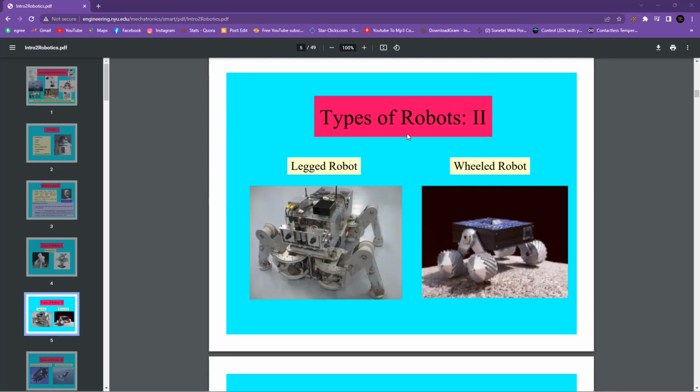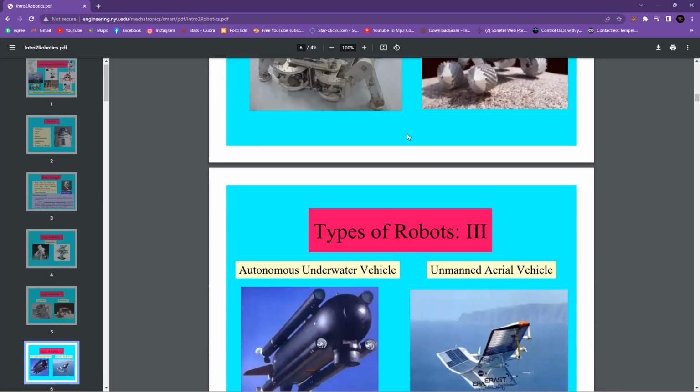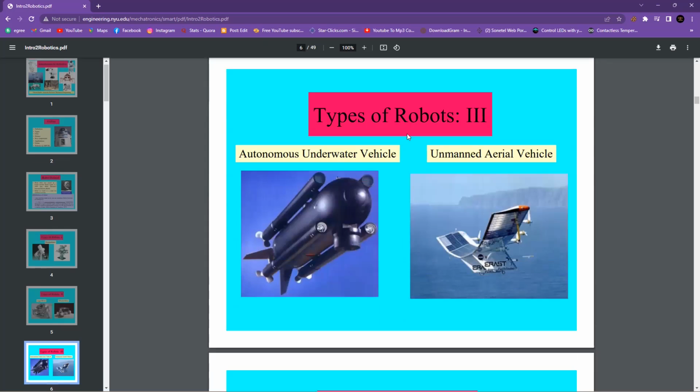And then we also have wheeled robots, robots with wheels. We also have autonomous underwater vehicles. These are mostly used by those who do research underwater, and also those who use submarines. We also have unmanned aerial vehicles. An example of the unmanned aerial vehicle is the drones we normally use.